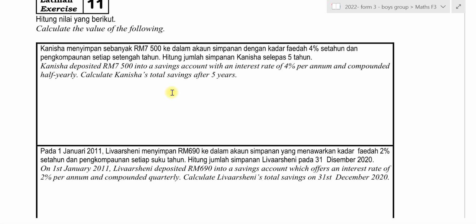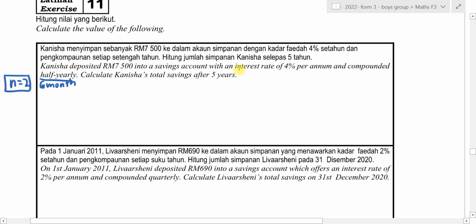Exercise 11. Kanisha deposits 7,500 into a savings account with an interest rate of 4% per annum and compounded half yearly. What is half yearly? Half yearly means how many months? 6 months. So how many every 6 months can you have in 1 year? So your n equals 2. Sometimes that's why I give you this type of question. Sometimes they can use different terminology, but you must make sure you know what it is about. Half yearly is 6 months. Every 6 months means twice a year. In 1 year, every 6 months can happen twice.